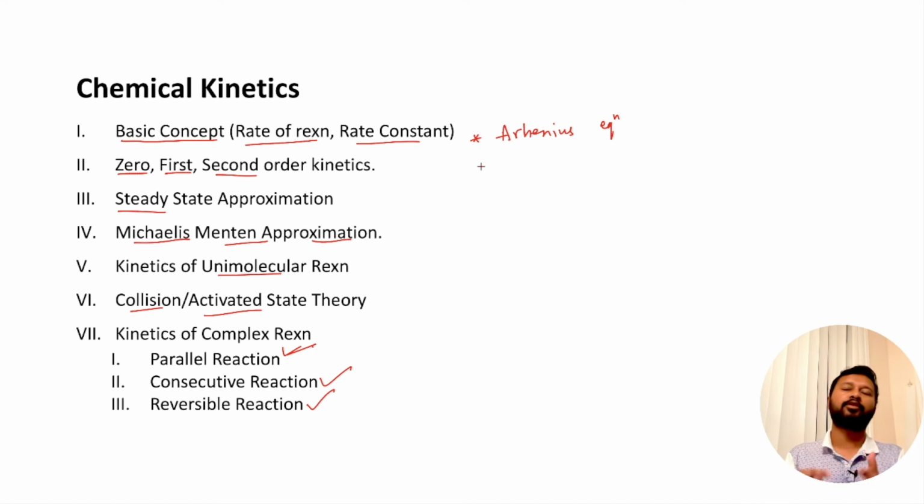The second part is your enzyme kinetics, in which Michaelis-Menten, Lineweaver-Burk plot and all those things come in. And then the third part, where you study activated complex theory or collision theory, the kinetics of unimolecular reactions and the complex reactions as well.